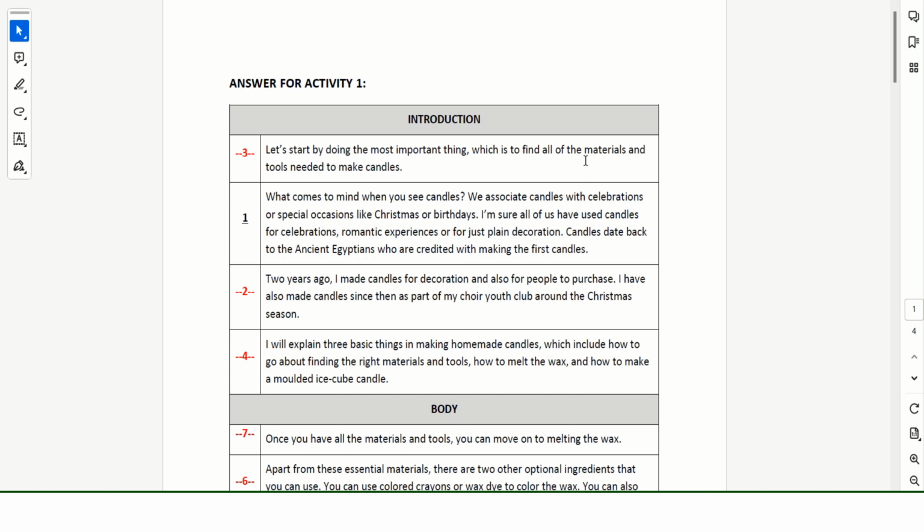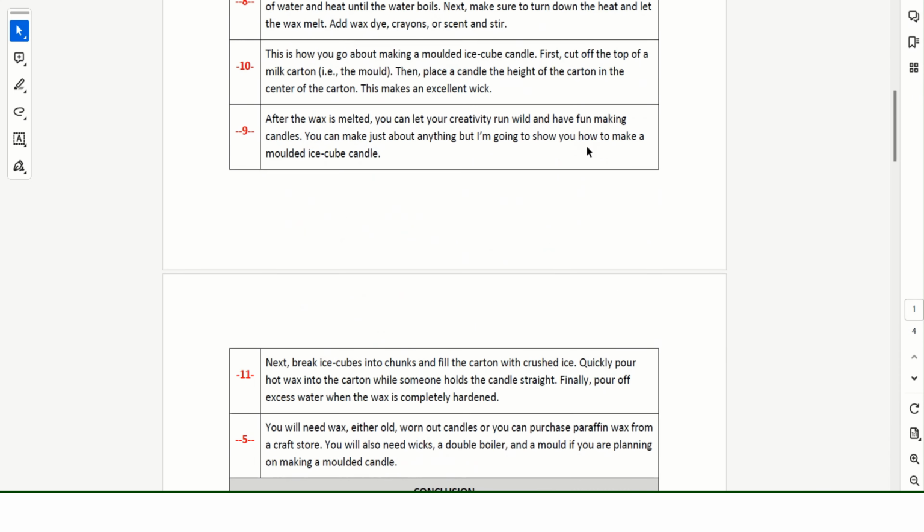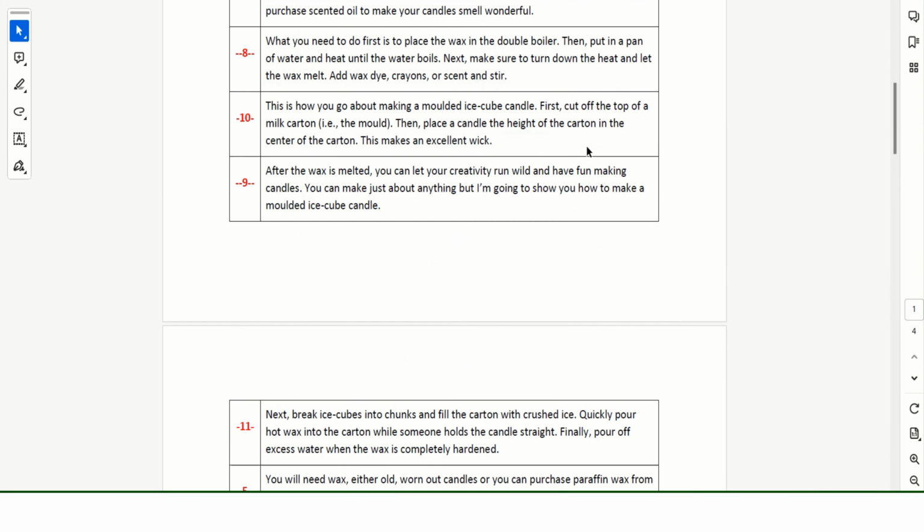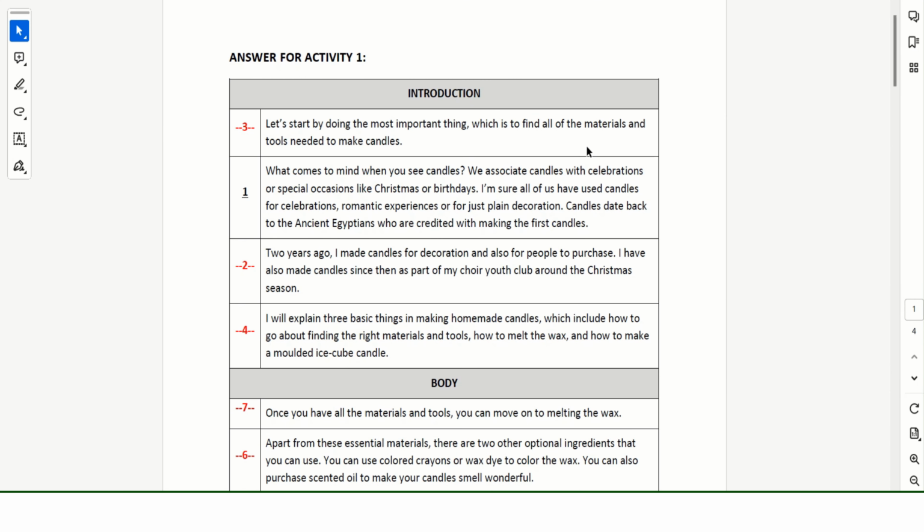For this kind of activity, as you can see, it is divided into three different parts, which are the introduction, the body, and the conclusion. The answer for the first phrase has been given, which is on this part. So let's have a look only at the introduction part and decide which one is supposed to be number two, number three, and number four, and why it is numbered that way.